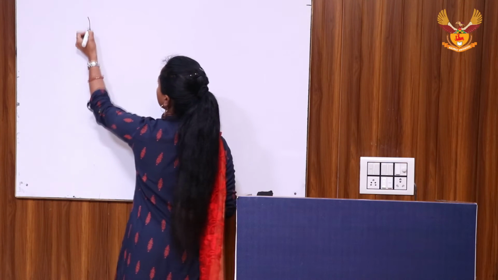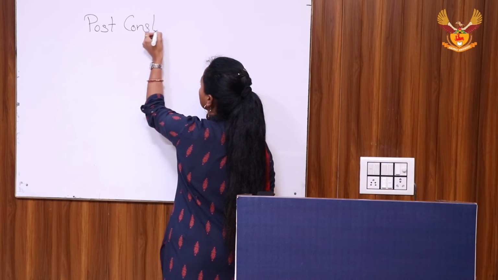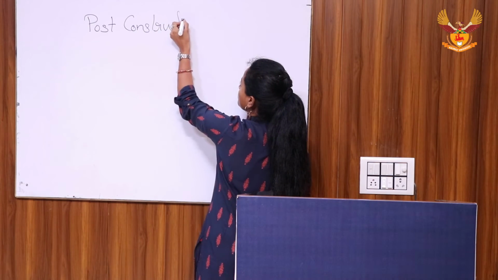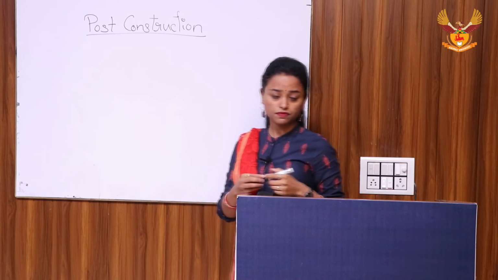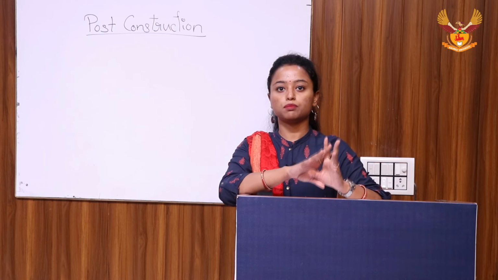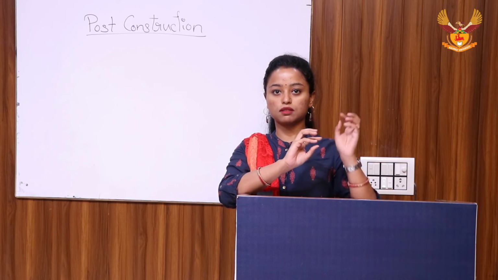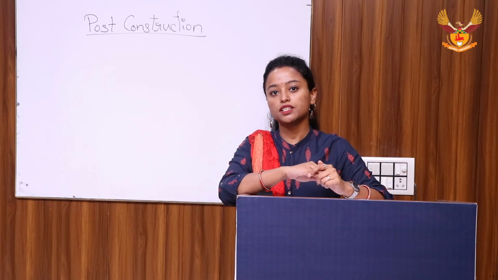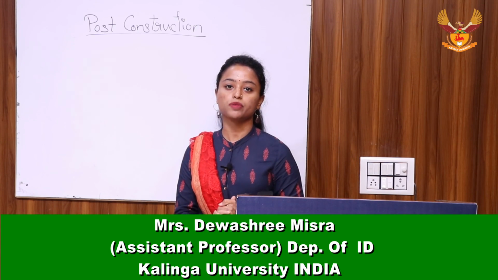The next one is post-construction treatment. For this post-construction treatment, after the building structure is made and there is an attack of termites, we just spray some anti-termite insecticides, that is DDT, BHC, Aldrin, and save the building from the entry of termites.